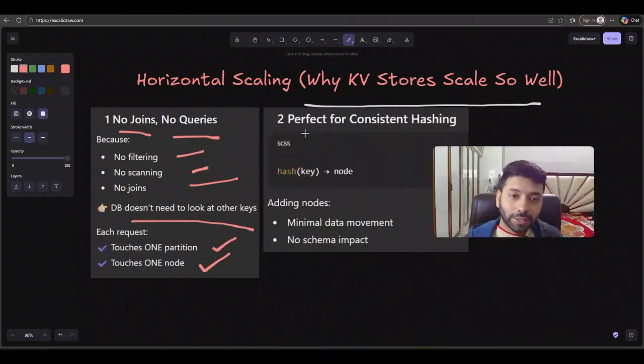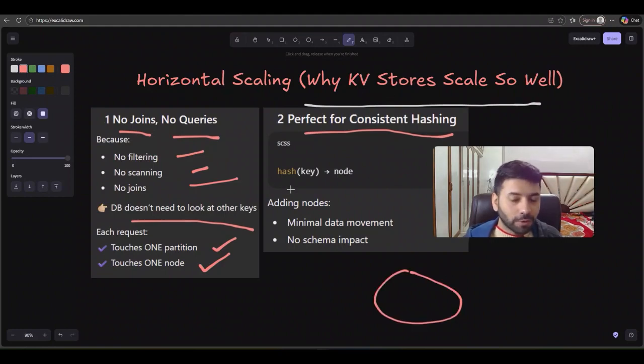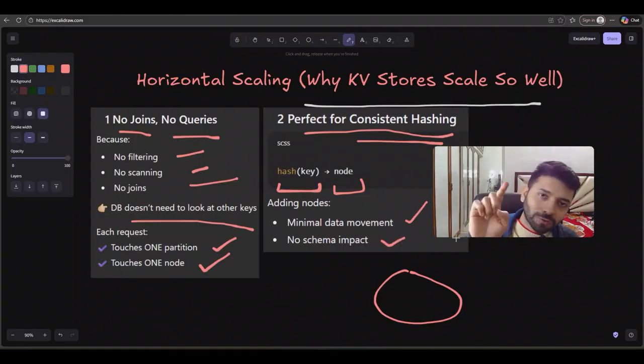Now the second reason is it is perfect for consistent hashing. As we discussed earlier, in NoSQL we use consistent hashing, and here in a key value database it fits perfectly well. Based on the key you get the partition and hence you get the node as well. As we are doing consistent hashing, when you add or remove nodes, you require minimal data movement and there is no schema impact. Very similar to the example of the suitcase, the boxes and the clothes that we discussed earlier. That's a very simple example through which you'll get clarity on the whole picture.